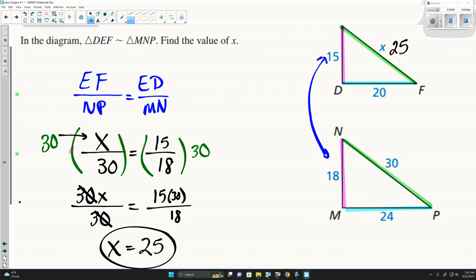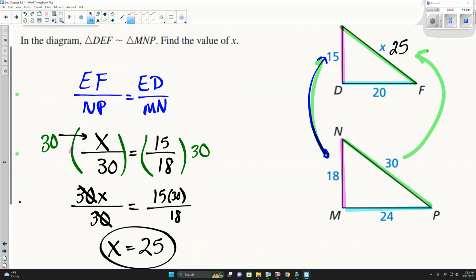Questions on this here? And with that, 25 does make some sense. Because if we're going from 18 to 15, we are decreasing. 30 to 25, we are decreasing, getting smaller. Yes? And the reason I point this out is because if we got, say, 45 for X, would that make sense? Well, no, because we can't go from 30 to 45 and it decrease.